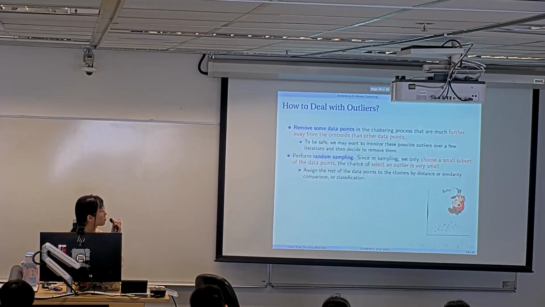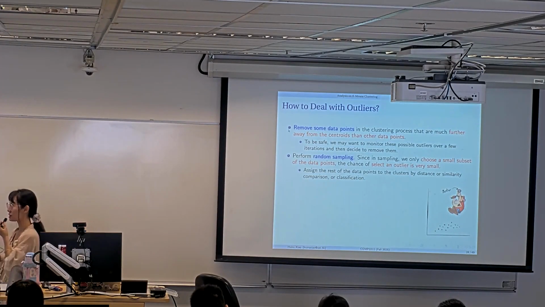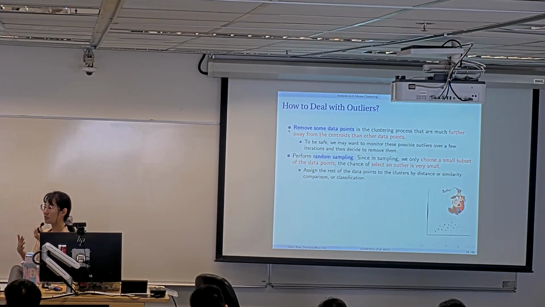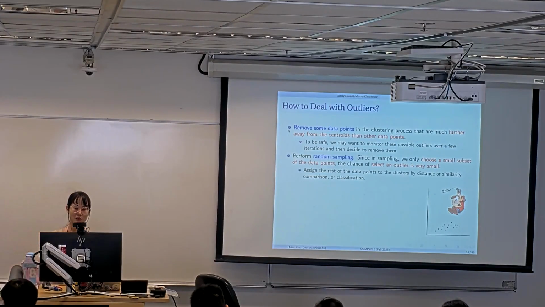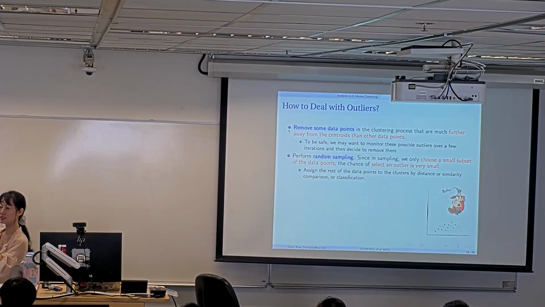There are some ways. We need to remove data points in the clustering process that are much further away from the centroid than other data points, because possibly these are outliers. For example, you may find that all the data points have a distance to the centroids of maybe 10, 20, something. In the meantime, there is one data point with a distance like 1,000 to all the centroids. In this case, possibly that's an outlier. It's very far away from all the centroids compared to other data points.